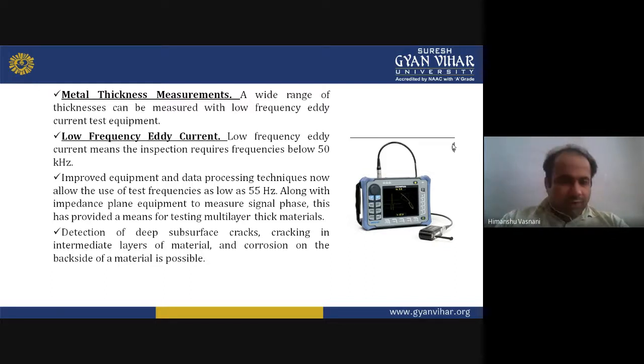Low frequency eddy current means that the inspection requires frequencies below 50 kilohertz. But nowadays we have improved equipment and data processing techniques, and they allow the use of test frequencies as low as 50 hertz. So much advancement has been made. Detection of deep subsurface cracks, cracking in intermediate layers of material, and corrosion on the backside of a material is possible. It is possible to know that also.